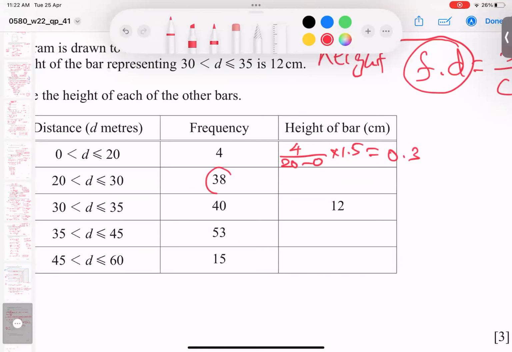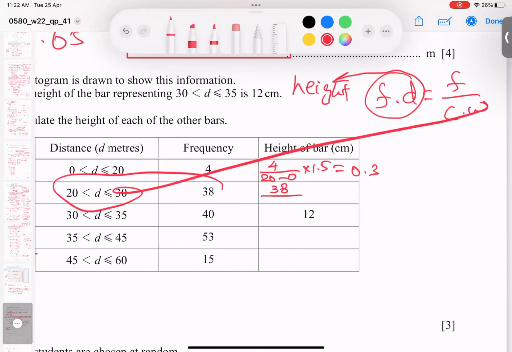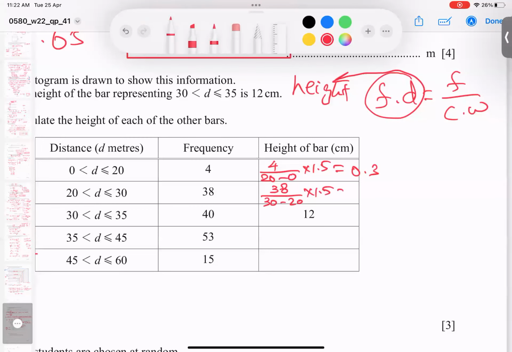Second, the frequency is 38. 38 will go in the place of frequency, and the class width is the gap between them, 30 minus 20. I got this, whatever answer, times 1.5. So it means 3.8 times 1.5. My answer is coming 5.7. Same story here: 53, keep it up, and the gap is 10 now. I do directly, and times 1.5. So 5.3 into 1.5 is 7.95.